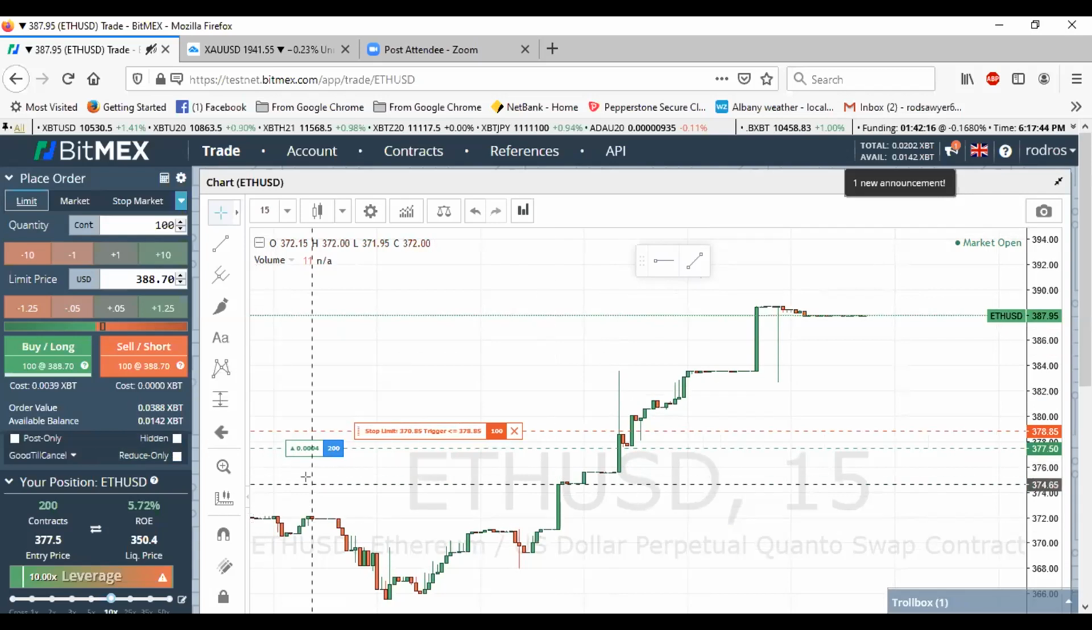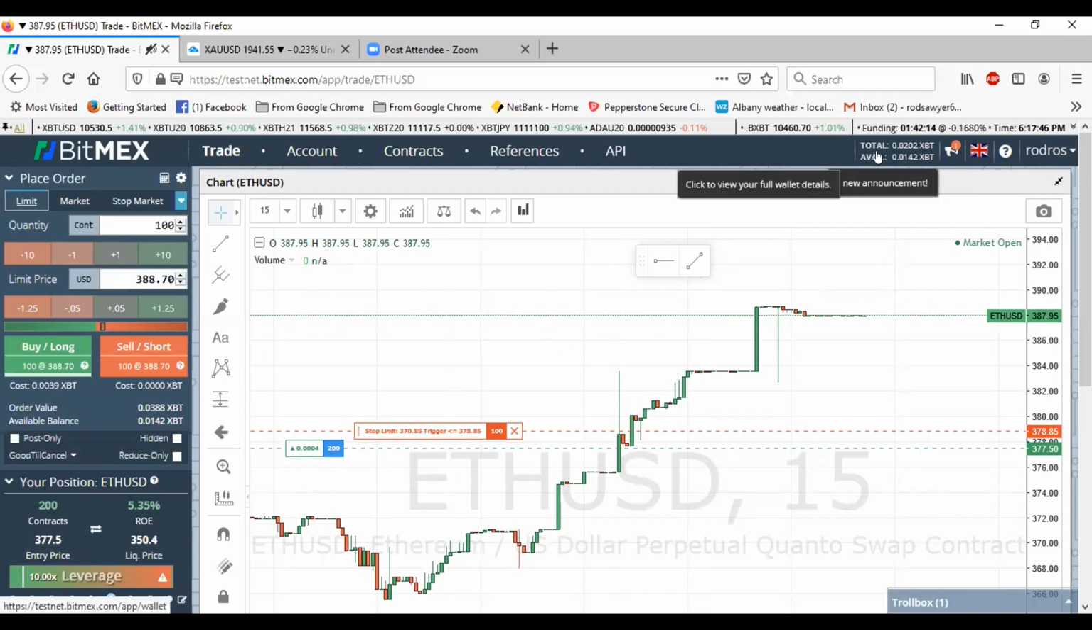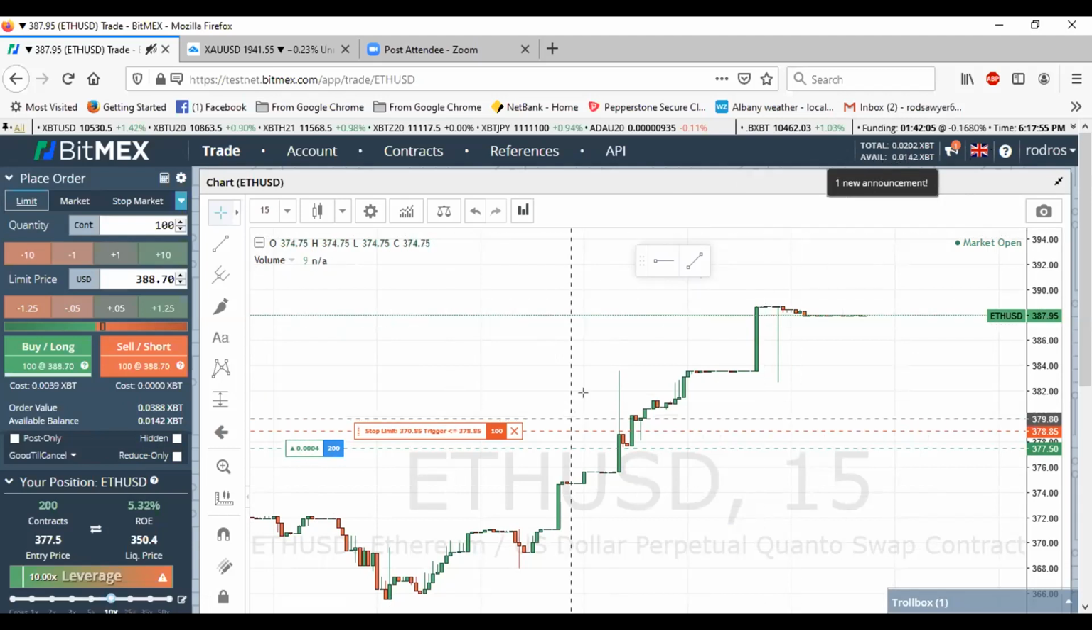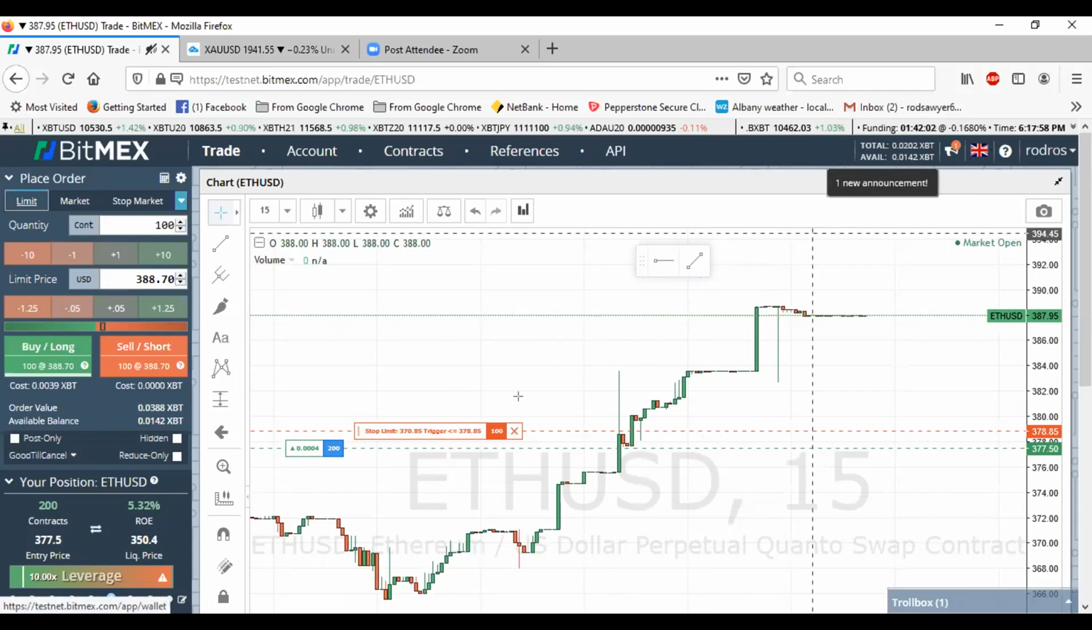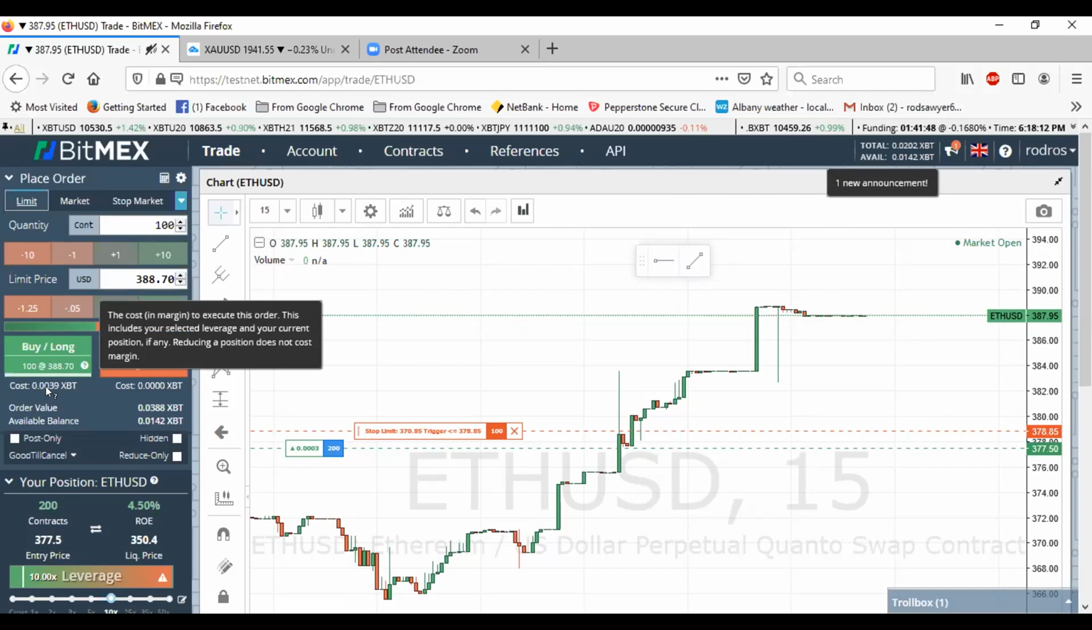Okay. Up here, you can see your total balance is 0.0202 Bitcoin. Your available balance is only 0.0142 because you have a trade in play. It's the 0.0202 minus the value of this trade, and that's what you get for your available. Now, 100 contracts, bought at this price, on a 10-to-1 leverage like you are, it's going to cost you 0.0039 Bitcoin to be used up for this trade.